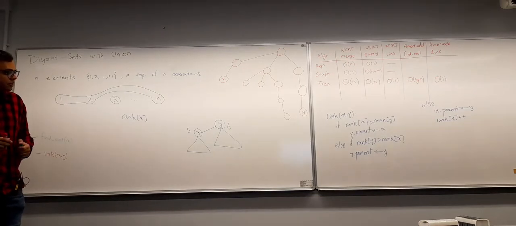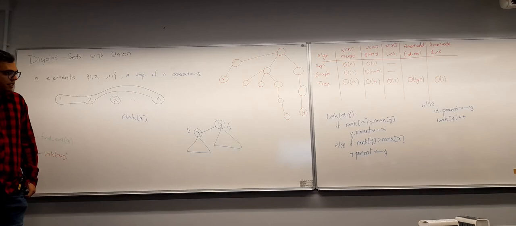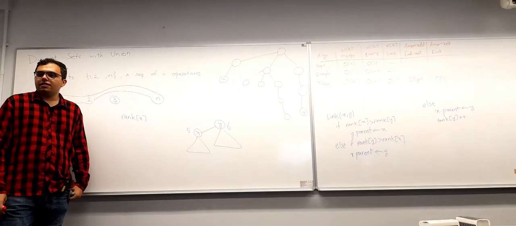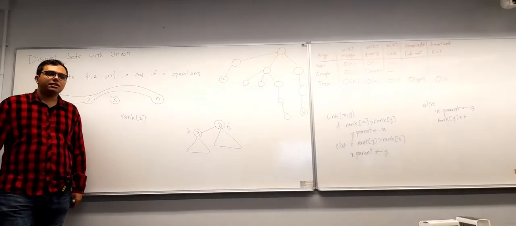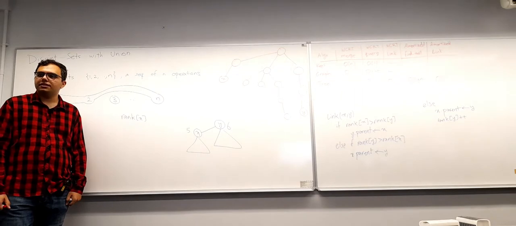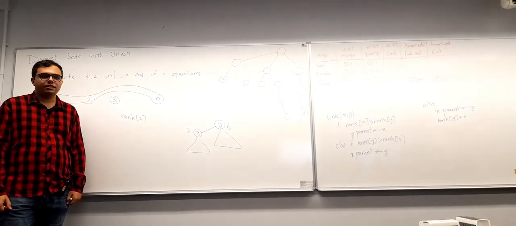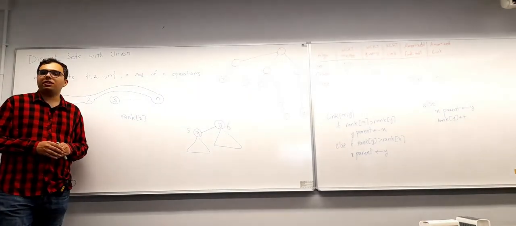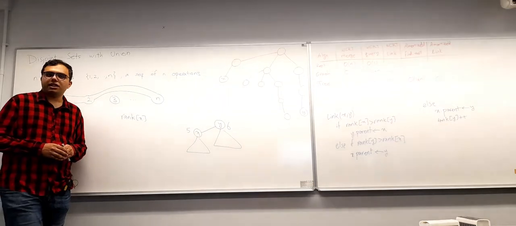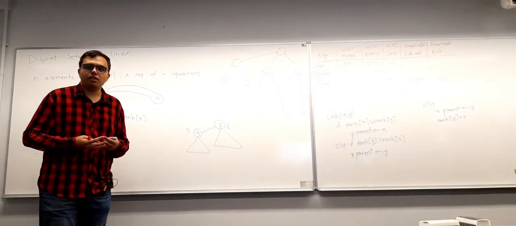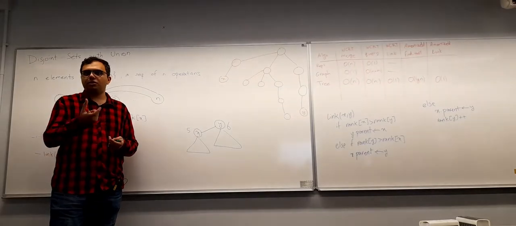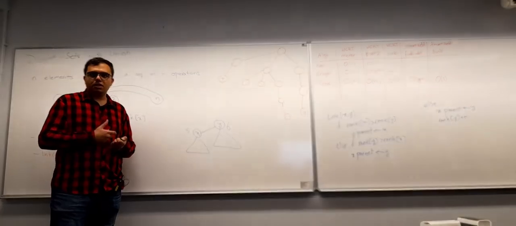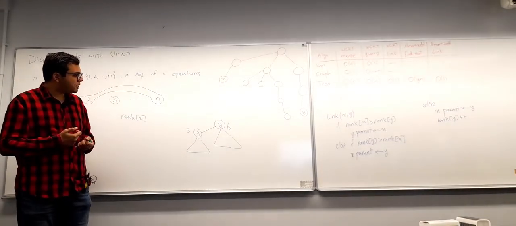So why is this useful? Because let's say I have some node that has rank k. Then what is the size of its subtree? The size of the subtree is at least 2 to the power of k, right? And you can show this by induction. Originally, all of our nodes have rank 0, and they have only one element in their subtree, which is themselves. That's the base case of our induction.